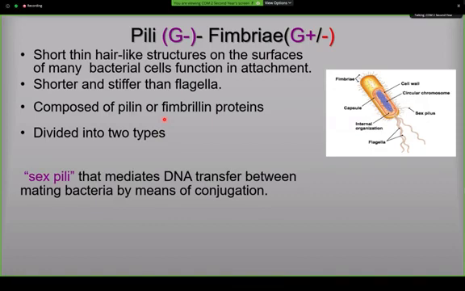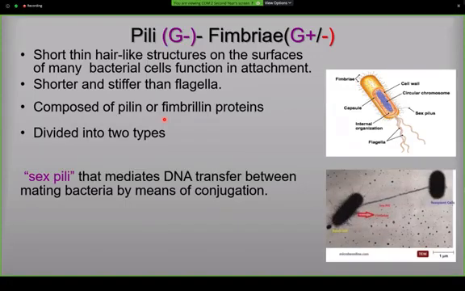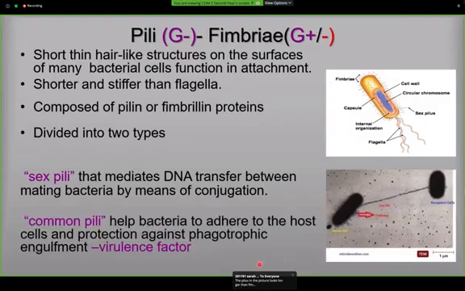transfer. And we will discuss that in detail when we talk about bacterial genetics and a mechanism called conjugation. So here, this is a donor cell, this is a recipient cell, and then the pili is connecting the two cells in order to transfer DNA material. Okay, the other one is the common pili, and this helps bacteria adhere to the host cells and also protects the bacteria from being eaten by the immune cells. So it protects bacteria from phagocytosis, and this is considered a virulence factor.